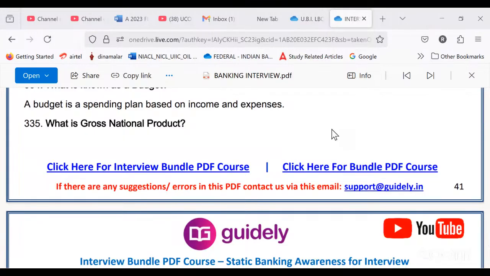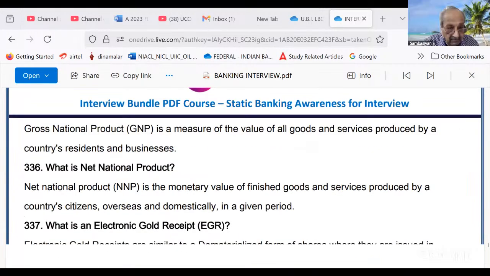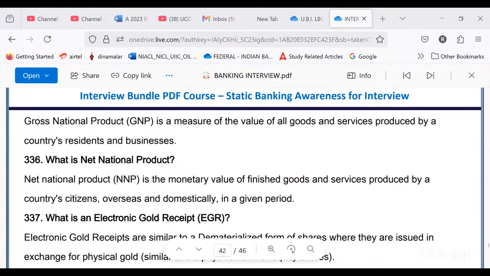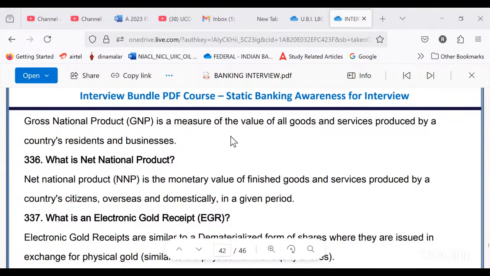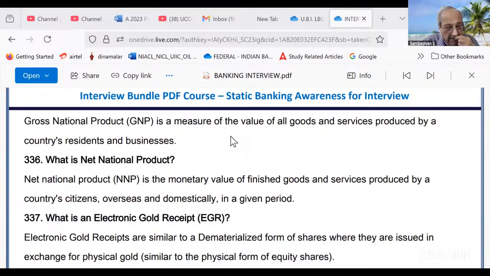What is the gross national product? GNP. The gross national product is a measure of the value of all goods and services produced by a country's residents and businesses in a particular calendar or financial year also. Sir, it's different than GDP, no? GDP, GNP, both are more or less interrelated. But in GDP, I think it includes, within the geographical boundaries of the country, the value of all goods and services.